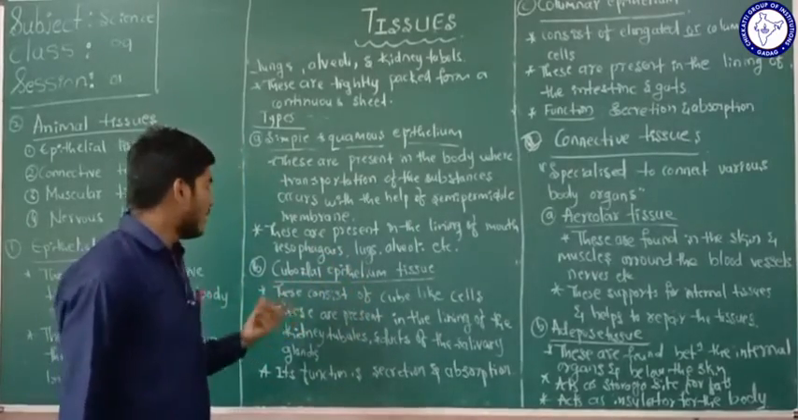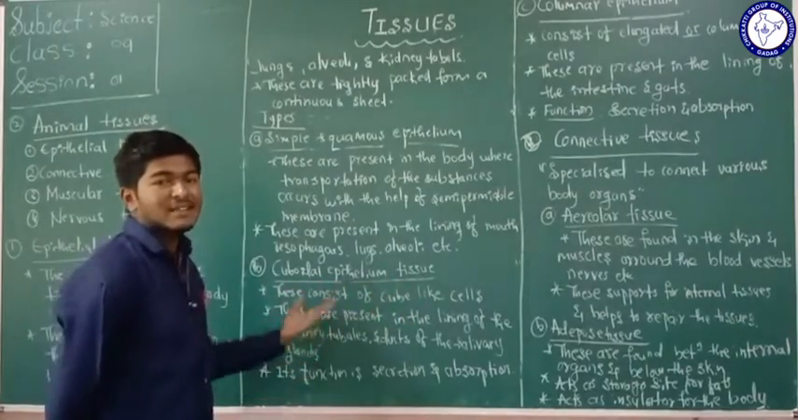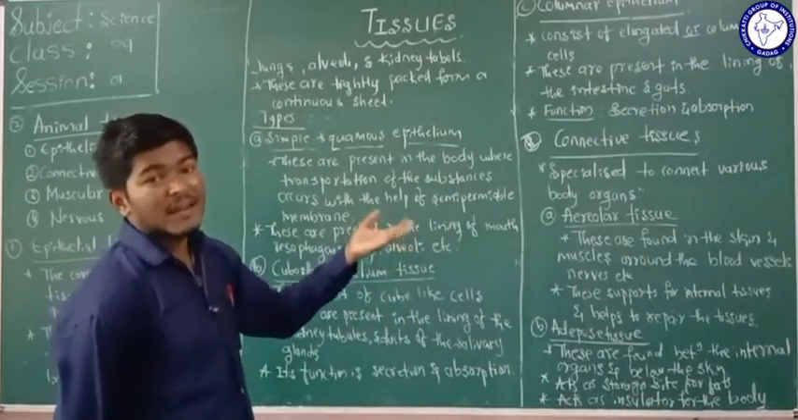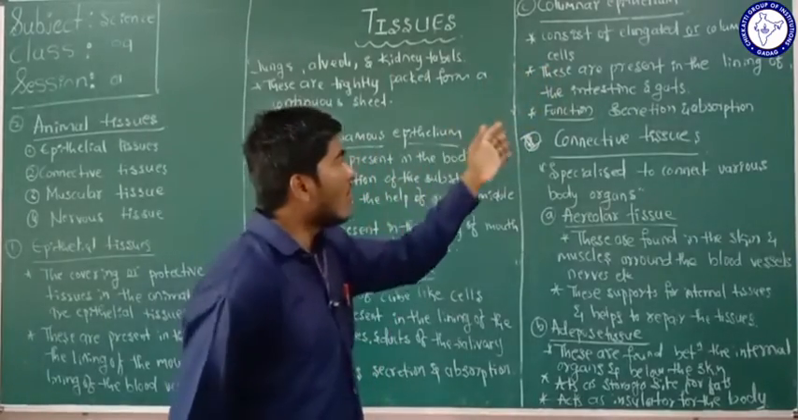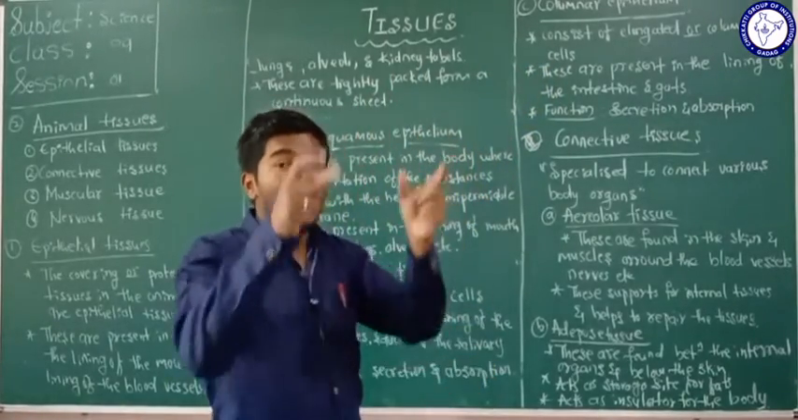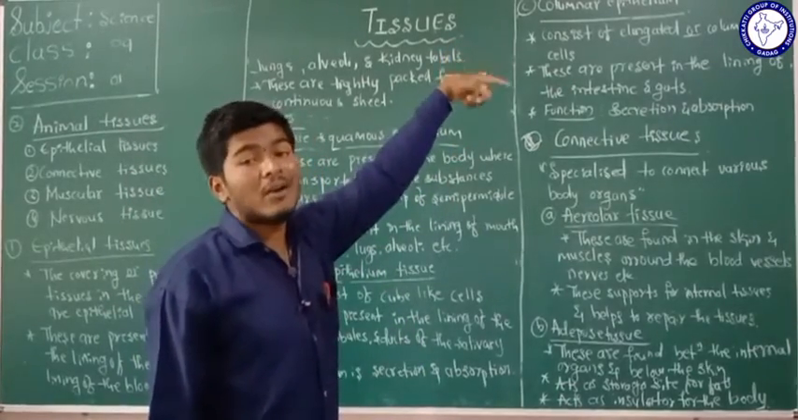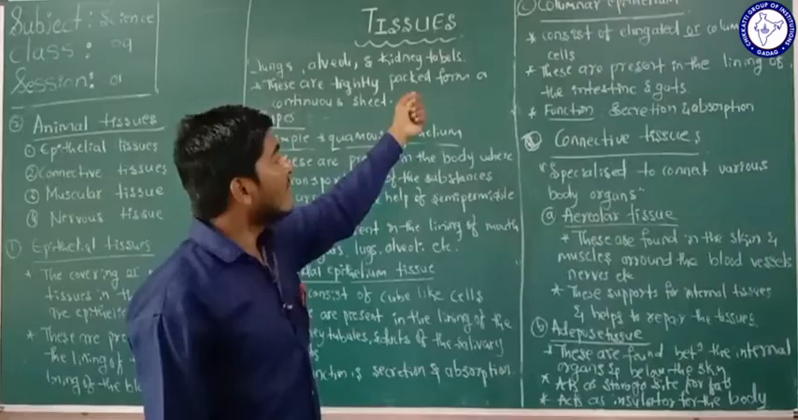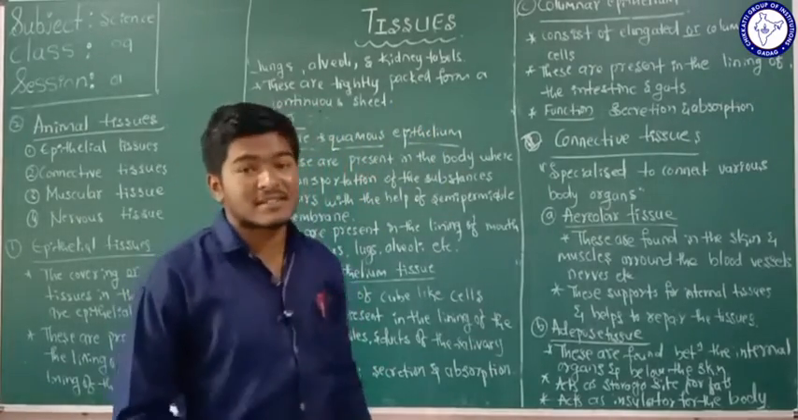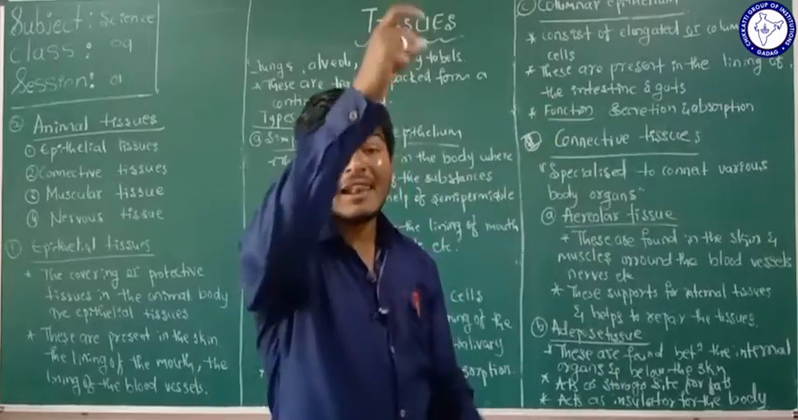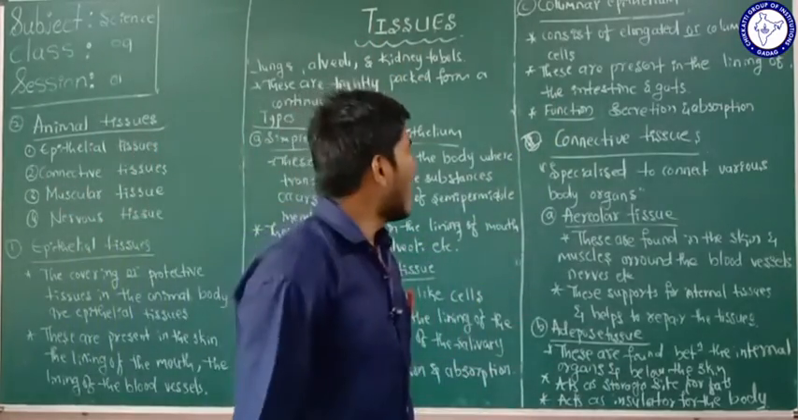As I told already, cuboidal epithelium tissues consist of cube-like cells, so they are called cuboidal epithelium tissue. Columnar epithelium tissues consist of elongated, column-like cells. Therefore, it is called columnar epithelium tissue. These are present in the lining of the intestines, that is, in the small intestine and in the large intestine.